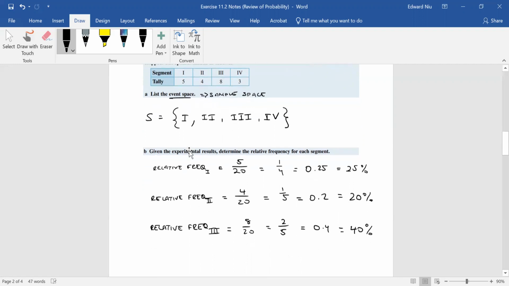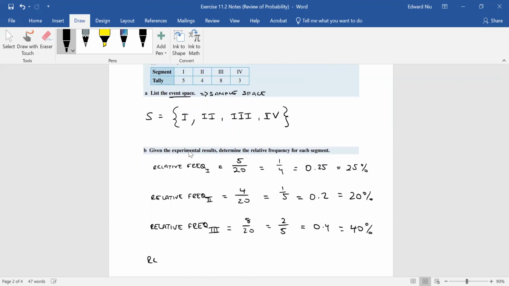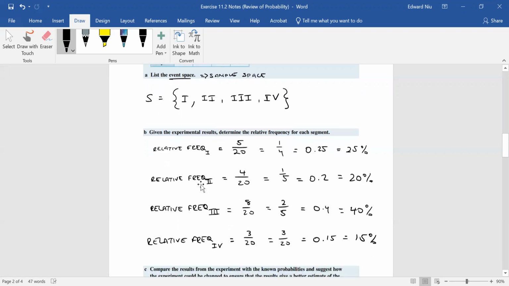And then relative frequency of segment number 4 is 3 on 20. 3 on 20 is just 3 on 20. There's no way of simplifying down. This is 0.15 and 15%. Okay, so that's the experimental results or experimental probability. In this textbook, they call it relative frequency, which means the same thing as experimental probability.